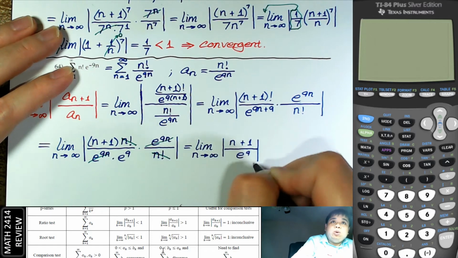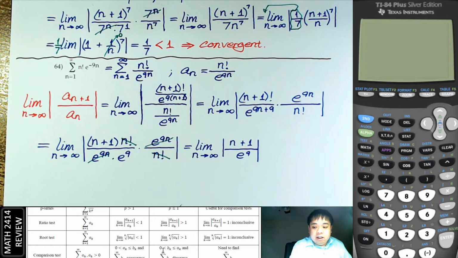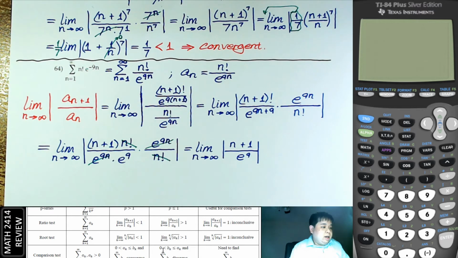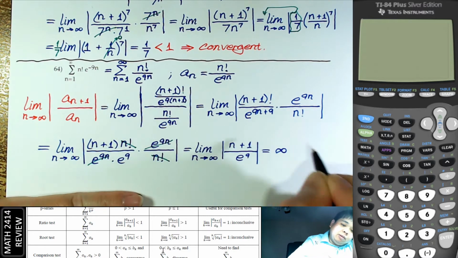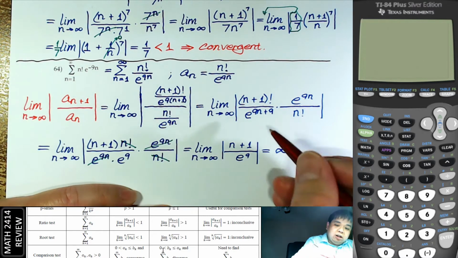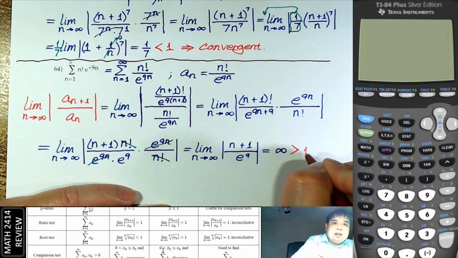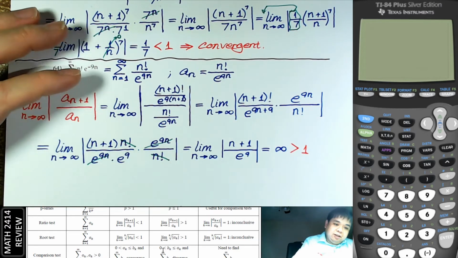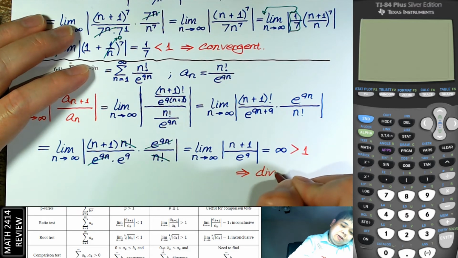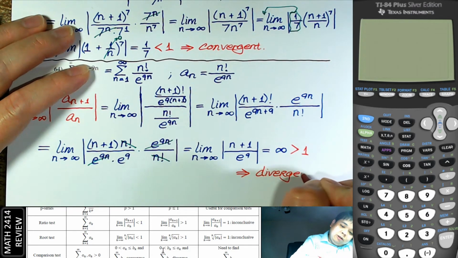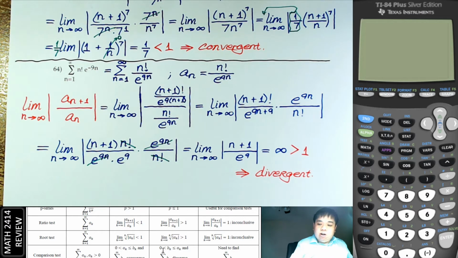Now as n goes to infinity, n plus 1 is infinity, e to the 9 power is a constant. Infinity divided by a constant is still infinity. And so that is greater than 1 by the ratio test. It is divergent. So the series is divergent.